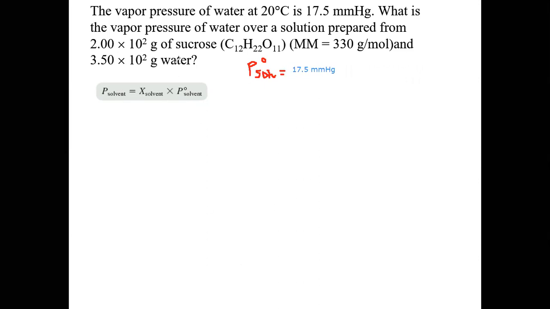Now if we look at our solute, it is sucrose, which you can see here just contains carbon, hydrogen, and oxygen. So that tells us it's a non-electrolyte. If it was a strong electrolyte, it would be slightly different. So in order to solve for the vapor pressure of the solvent, we need to know the mole fraction of solvent and the vapor pressure of pure water.